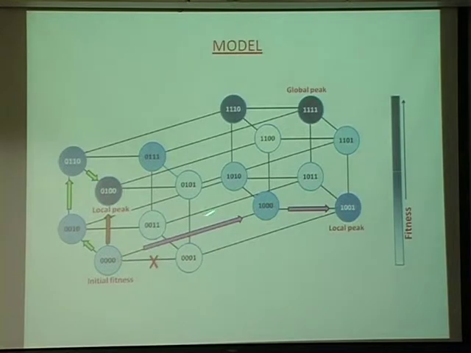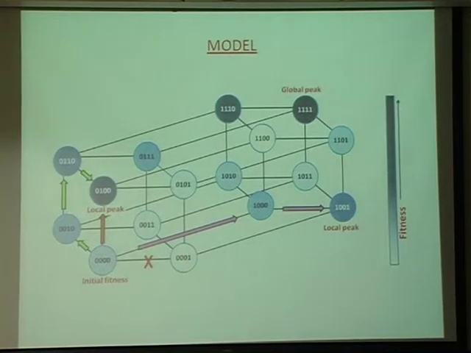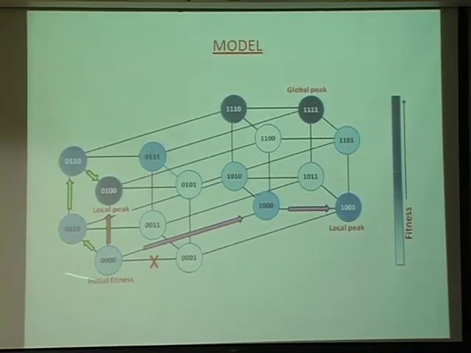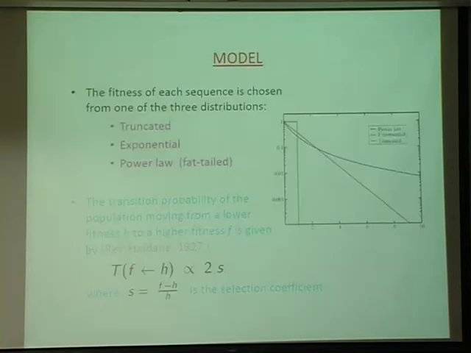And the average number of mutations that happen, we call it the walk length. Now, in this step, for example, we see that there's more than one beneficial mutation available. And which one of these will get fixed depends on the selection coefficient, as proposed by Haldane, linearly. And the fitness of the sequences themselves we take from either a truncated exponential or a power law distribution, for reasons that I'm not going into right now.